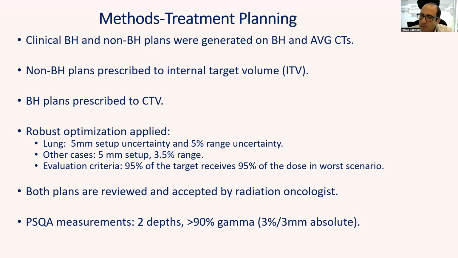We use robustness optimization for all the plans. For lung cases, we went with 5 millimeter setup and 5 millimeter range. For everything else, we use 5 millimeter setup and 3.5% range. And we held the plans to a standard criteria, which is common in most centers. 95% of the targets should get 95% of the dose in the worst case scenario.